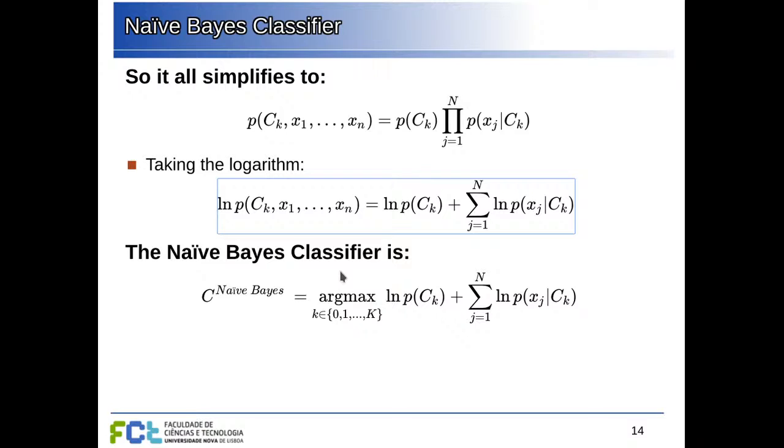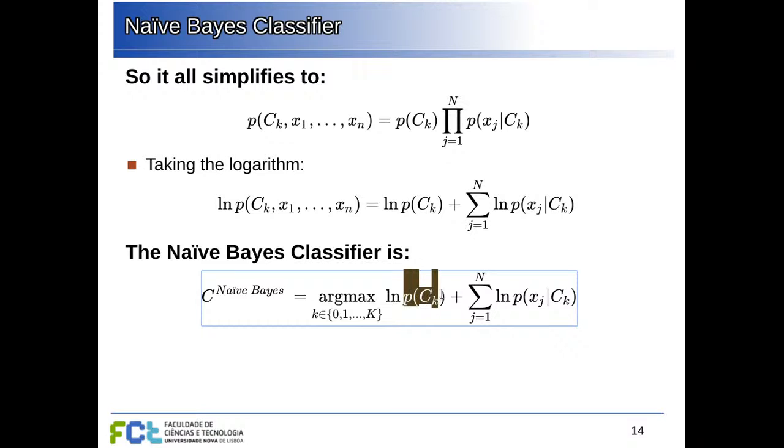And now the naive Bayes classifier will assign any example to the class that maximizes this expression: the logarithm of the prior probability of belonging to that class plus the sum of the logarithms of the probabilities of having those particular values on the features if it belongs to that particular class. So we do this for class 0, class 1, class 2. This can have multiple classes, and we pick the one with the largest value.